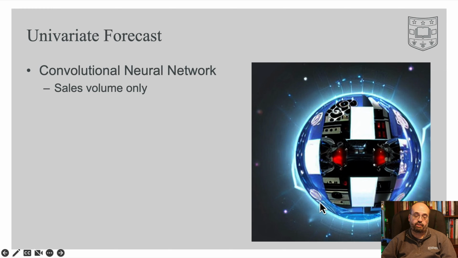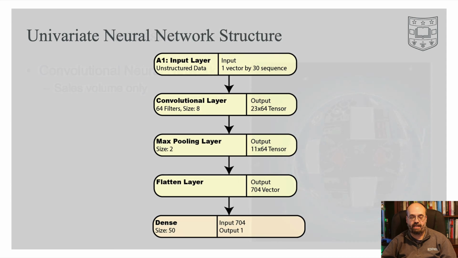For this univariate prediction, we're going to use only the sales volume. We're going to ignore seasonality and trending and these other things that we'll get into in later videos. Let's just see how we can do it just with a fairly naive neural network.